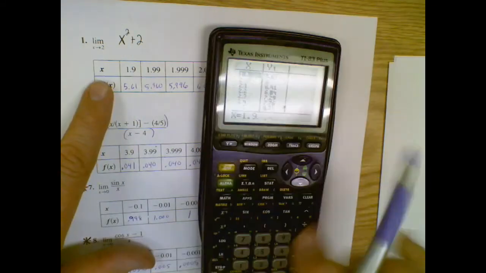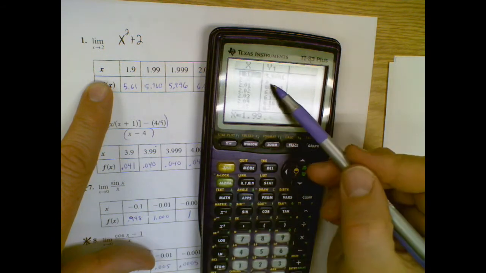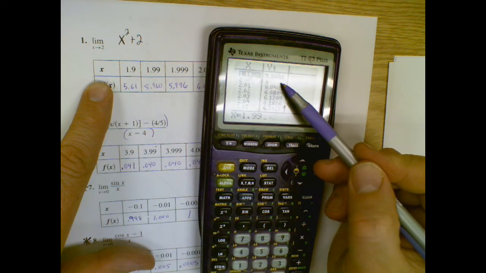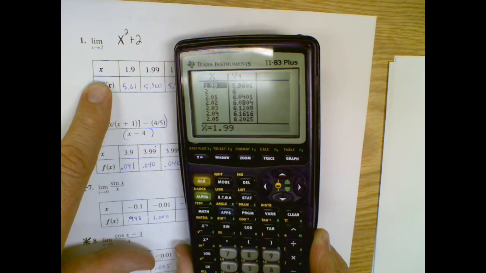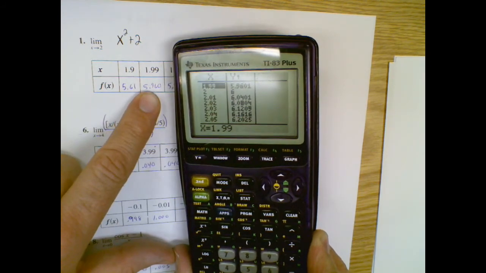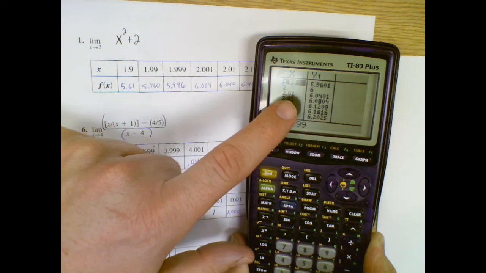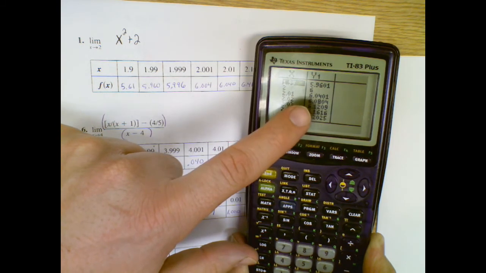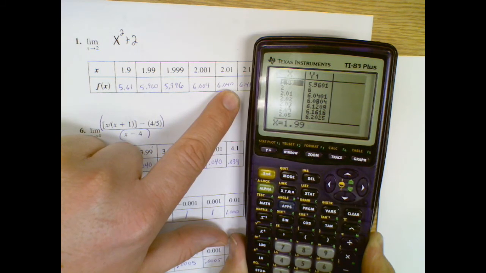Then when I went to 1.99s, I got to change my window. I'm going to start at 1.99, and I'm going to count by 0.01s. And then I can go to my table. At 1.99, I have 5.960, it looks like. You got to round to 3 decimal places. Also, if you want 2.01, you could scroll down here. 2.01 is 6.040. I'm only doing 3 decimal places. All of AP Calculus, they use 3 decimal places or they use exact values. They never round to more or less than 3 places unless they tell you to.